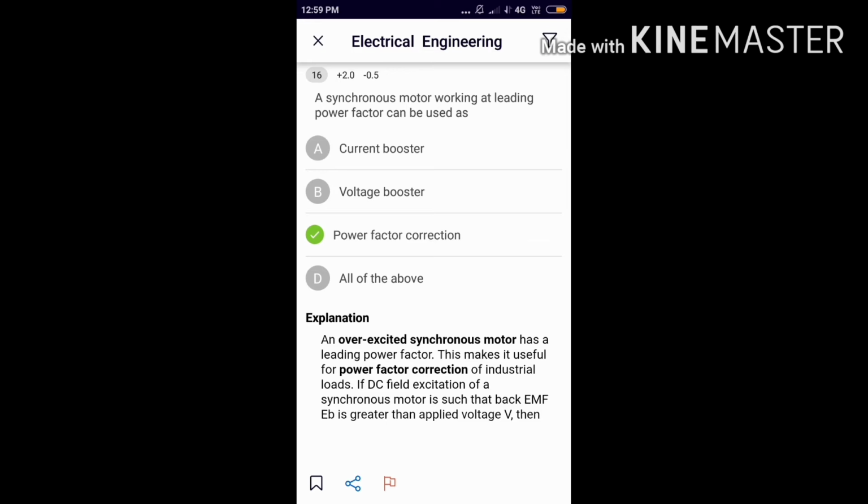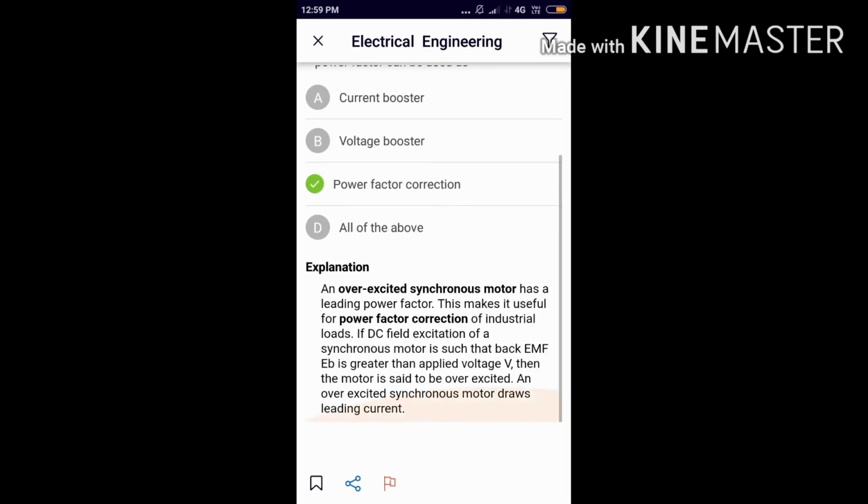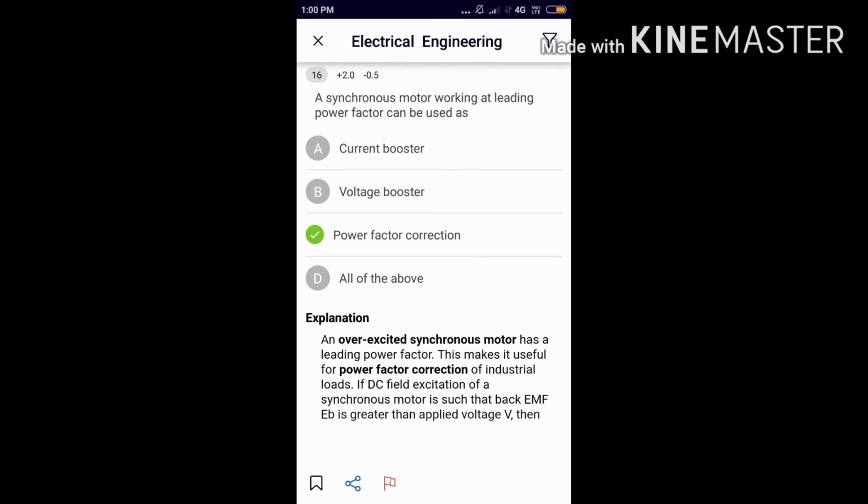Next question. A synchronous motor working at leading power factor can be used as power factor correction. An overexcited synchronous motor has a leading power factor. This makes it useful for power factor correction of industrial loads. If DC field excitation of a synchronous motor is such that back EMF Eb is greater than applied voltage V, then the motor is said to be overexcited. An overexcited synchronous motor draws leading current. This is very important. The answer is power factor correction.